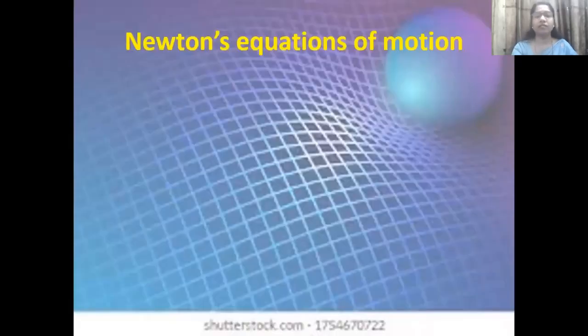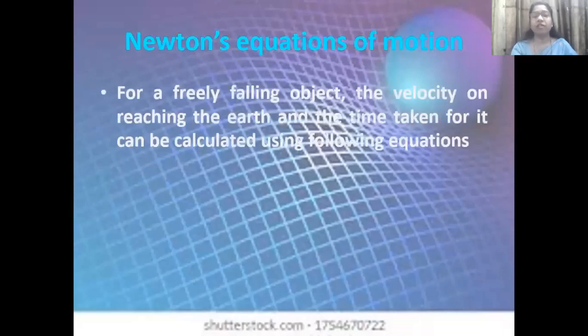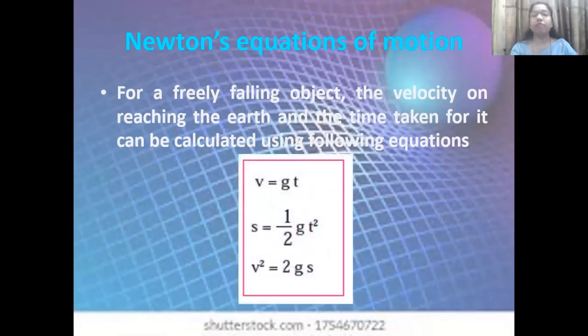Let's move to the second last concept, that is Newton's equations of motion. Newton's equations of motion are very important because they help us derive the velocity of an object falling freely and the time taken by this object to come down. So Newton's equations of motion, which we had studied in the lower classes, can be used. Velocity is equal to gt, where g is acceleration due to gravity and t is time. So you get a relation between velocity and time in the first equation.